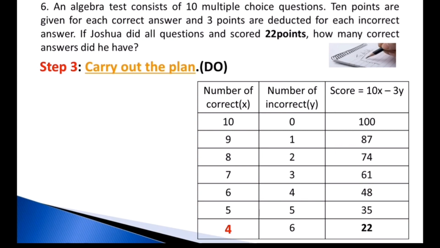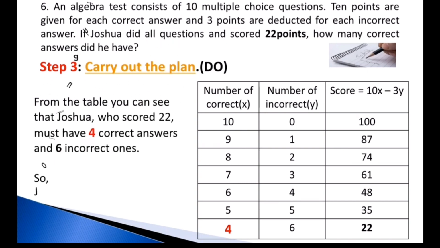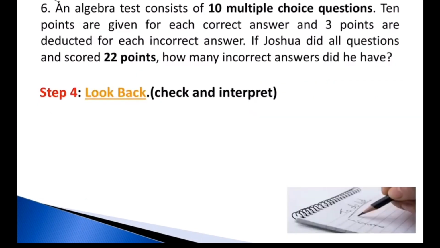And lastly, we have 4 times 10 is 40, 6 times 3 is 18, 40 minus 18 is 22. Then we're able to get the 22 points. That is how we are able to have the right answer. In short, from the table you can see that Joshua, who scored 22 points, must have 4 correct answers and 6 incorrect ones. So Joshua had 4 correct answers.